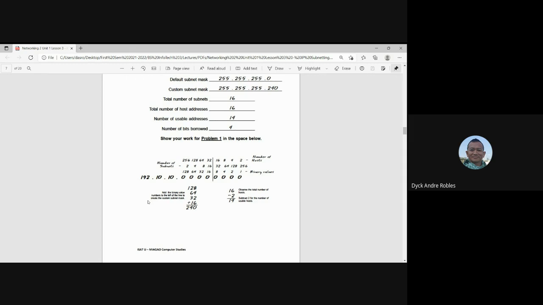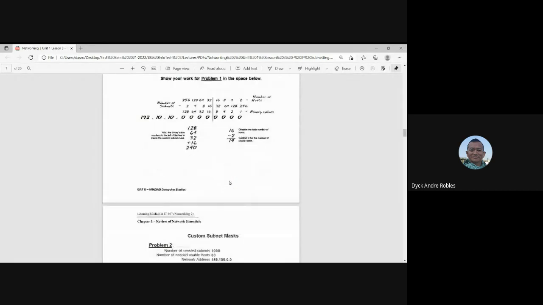Okay, again, four columns. Network number, network address, IP address range, and the fourth column is the broadcast address. Okay? Clear?